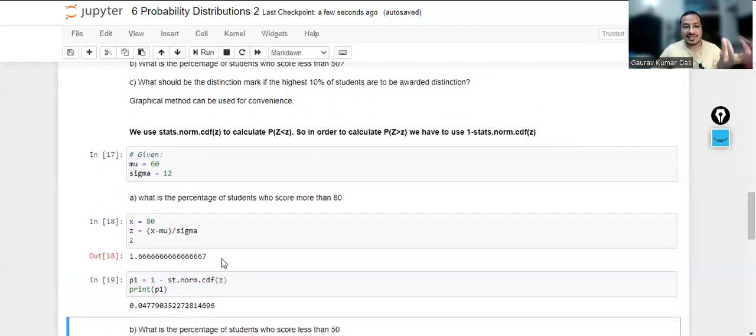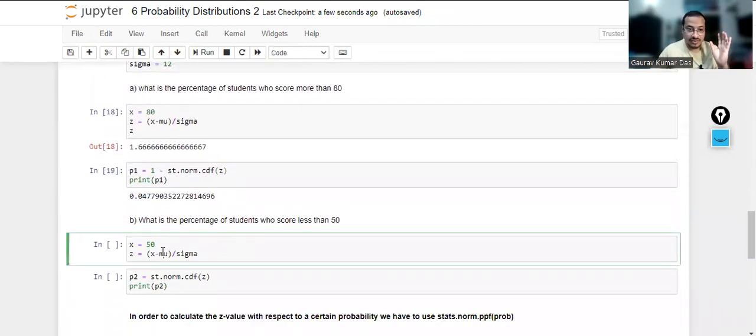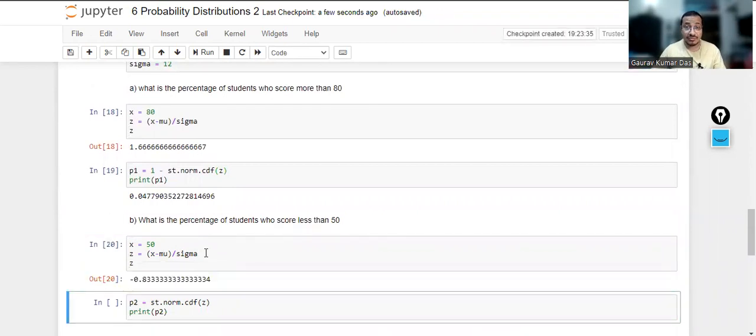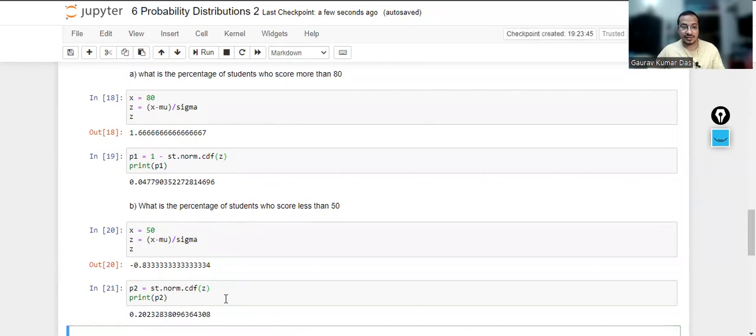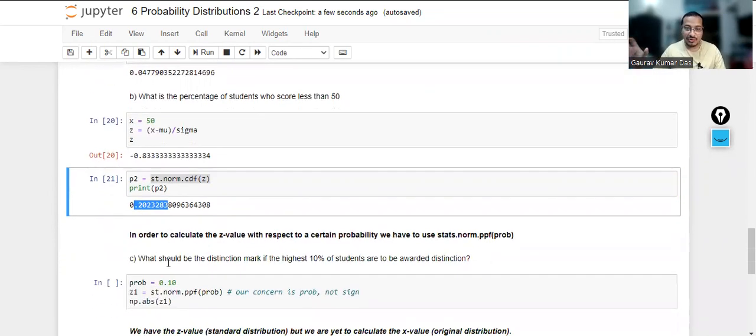Less than 50 will directly be st.norm.cdf of 50 minus mu divided by sigma. So here my Z value with respect to X equal to 50 will be minus 0.83, right? And I can simply put it directly here because I'm asked to find the probability of Z less than. So for less than values, I can directly use this function because it gives you probabilities less than a particular value of Z. This is 20% probability. Obviously, more number of people will not score that good results, right? Only a few in every class are good.